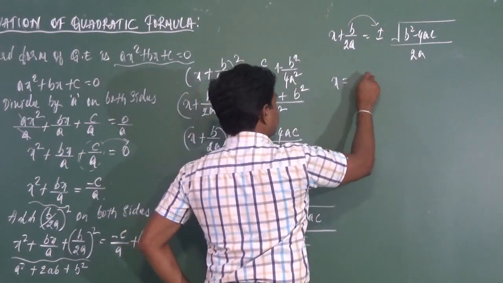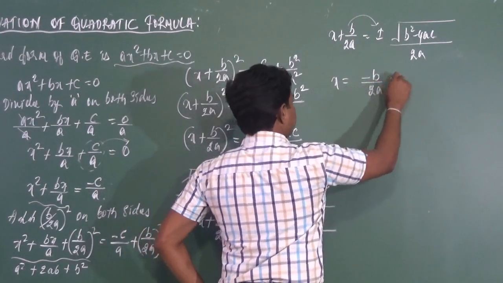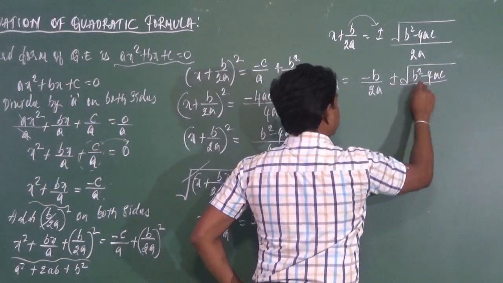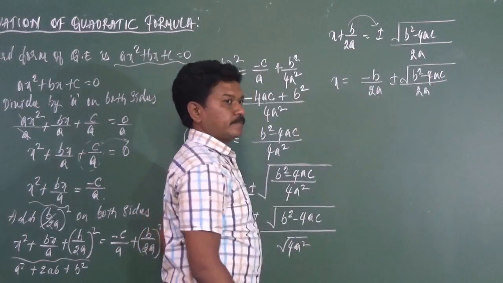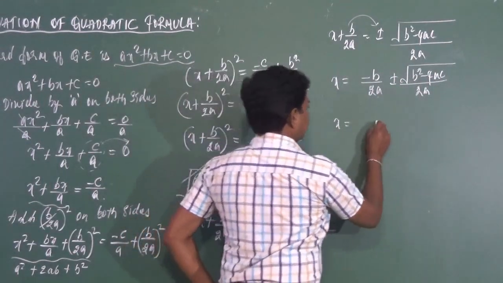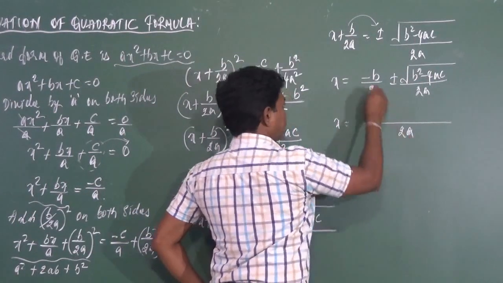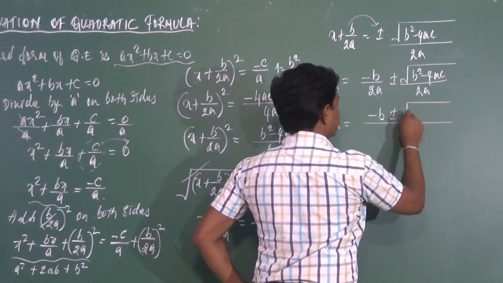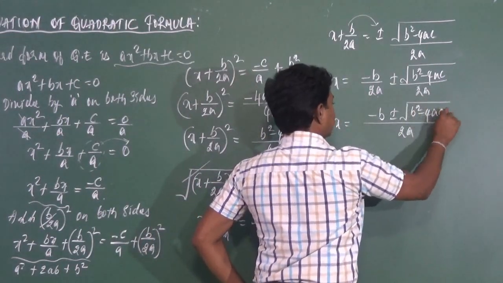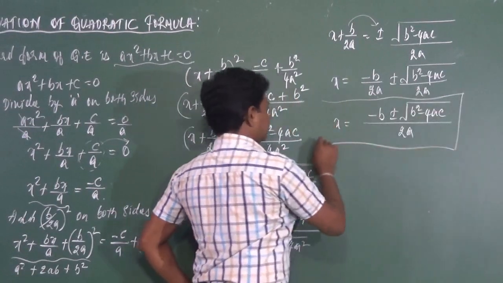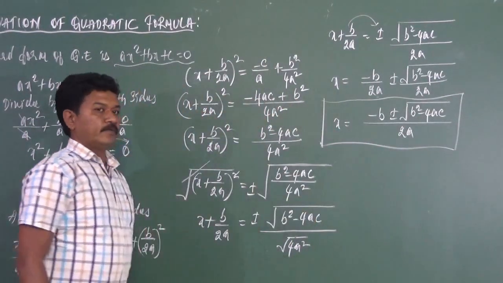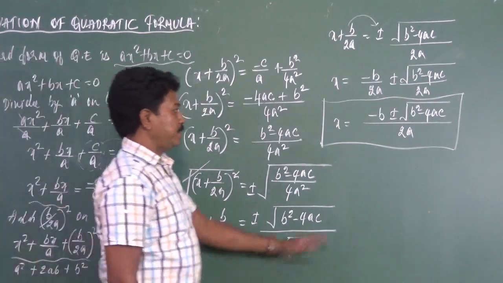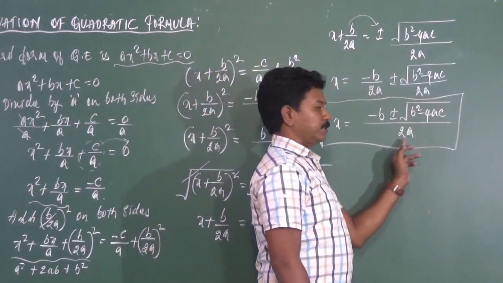So x is equal to minus b by 2a plus or minus square root of b square minus 4ac by 2a. You can take LCM here. So x is equal to, when you take LCM here, it becomes 2a. Minus b by 2a into 2a is minus b plus or minus square root of b square minus 4ac. So this is the required formula to calculate the roots of any given quadratic equation. So x is equal to minus b plus or minus square root of b square minus 4ac by 2a.